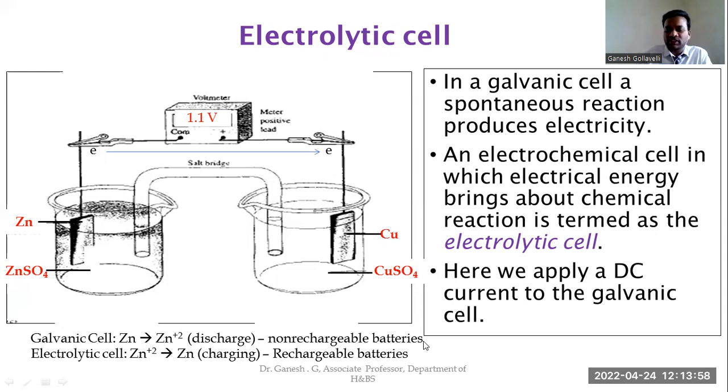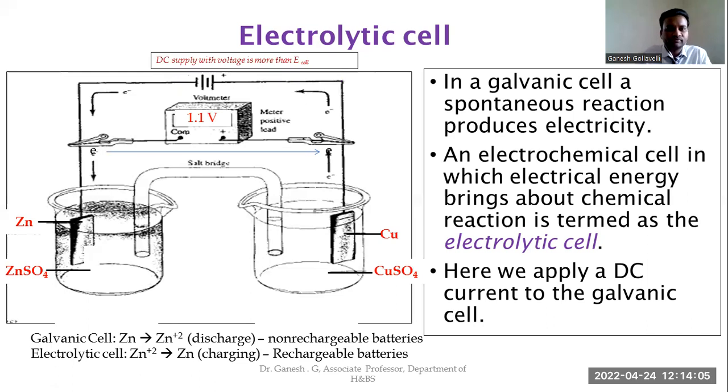But in an electrolytic cell, what happens? When you connect this system to a DC current, when you supply a DC voltage greater than E cell, means if you supply a voltage of 2, 3, or 4 volts, the reverse reaction would take place. Here at the copper, oxidation takes place, meaning the copper loses the electrons, whereas zinc takes the electrons back.